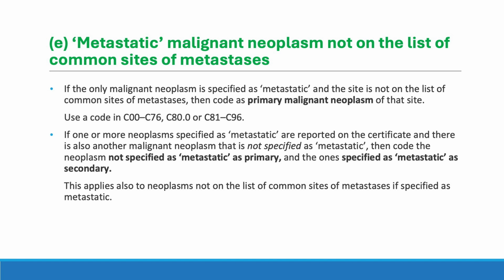Slide 20 provides guidance on coding metastatic malignant neoplasms that are not on the list of common sites of metastasis. ICD-10 coding instructions state that if the only malignant neoplasm is specified as metastatic and not on the common sites list, it should be coded as primary. In cases with multiple neoplasms, those not specified as metastatic should be coded as primary, while those specified as metastatic should be coded as secondary.